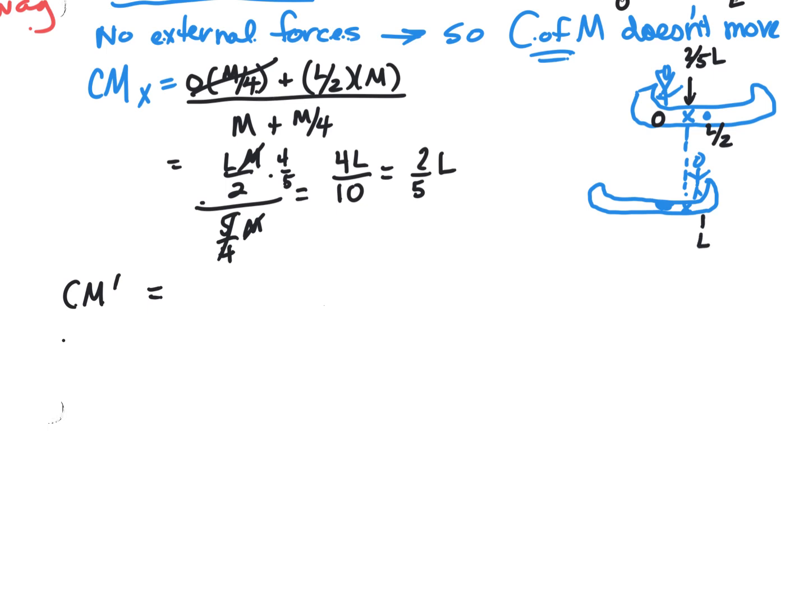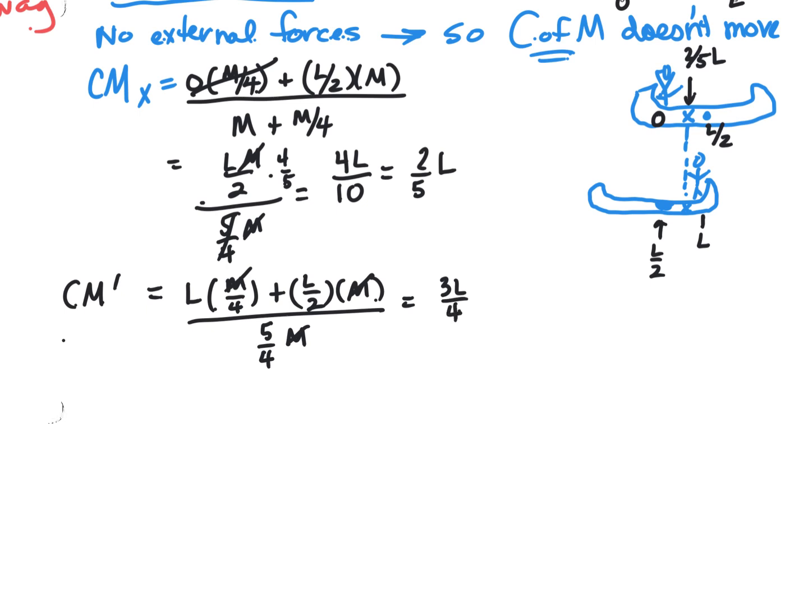So let's do this again. We have a location of L, m over 4. Location at L over 2, m. And then we have 5/4 m at the bottom. Still total mass, don't we? So we get rid of our m's. And we have L over 4 plus L over 2, which is 3L over 4. And 5 over 4. So 3L over 4 times 4 over 5. We're now at 3L over 5. So now the center of mass is at 3L over 5.